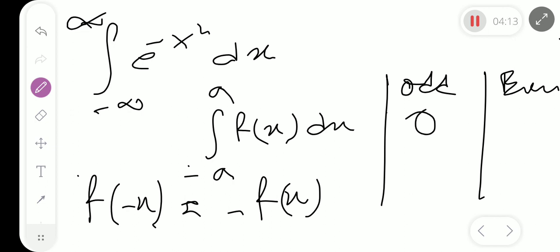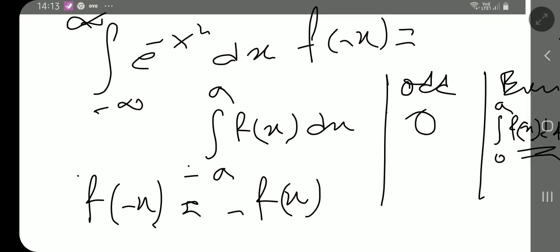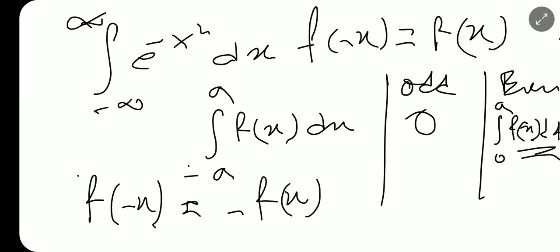But if the function is even, that is, f of minus x equals f of x, then the integral from minus a to a becomes 2 times the integration from 0 to a of f of x dx. Here, the integration will convert in this way if the function is given.